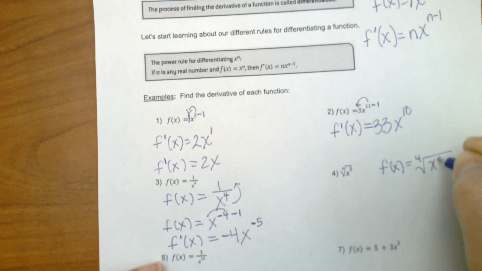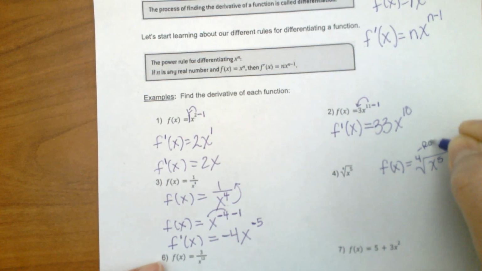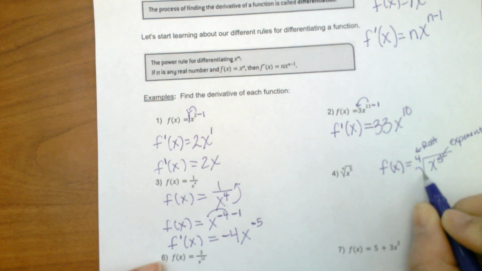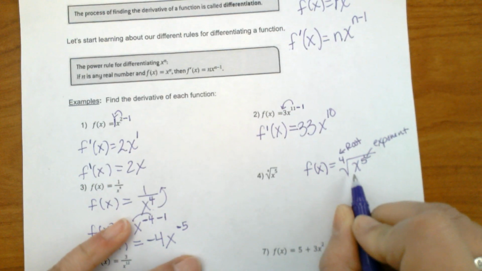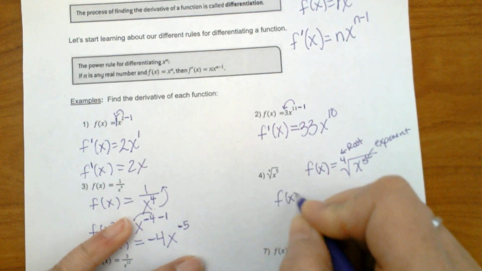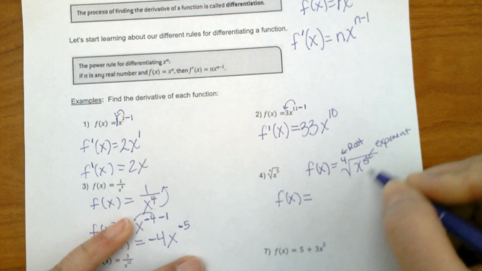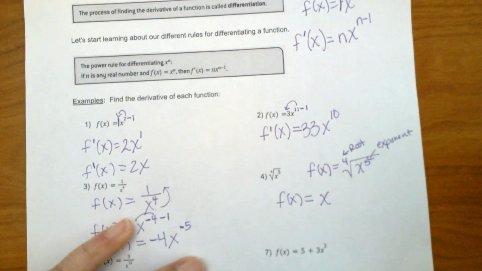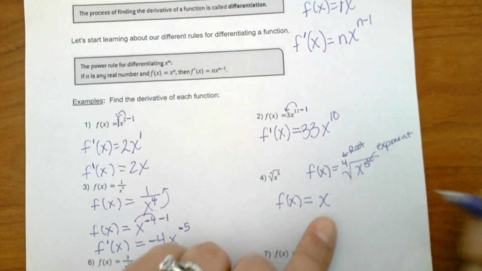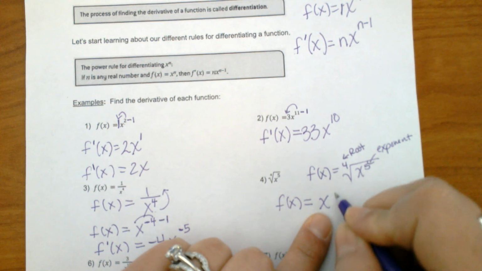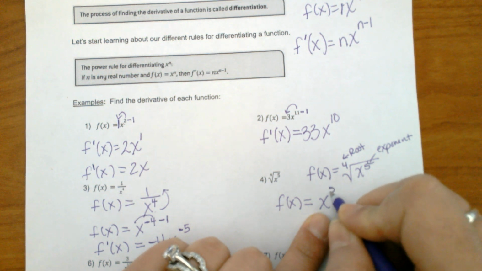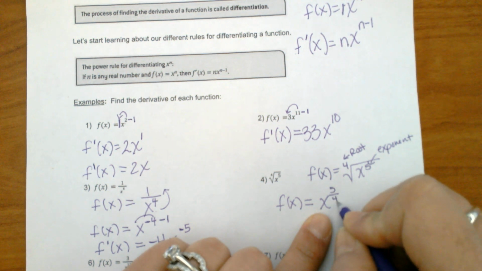4th root of x to the 5th. Now this is the root and this is the exponent, and I can't work with this root. So what I want to do is change it so that the exponent is a fraction. So we have x, and how we do that, it's always going to be the exponent 5 divided by the root 4.